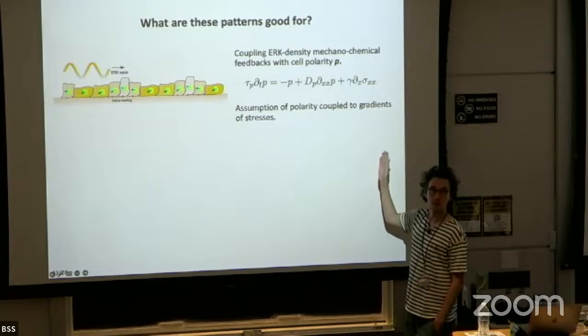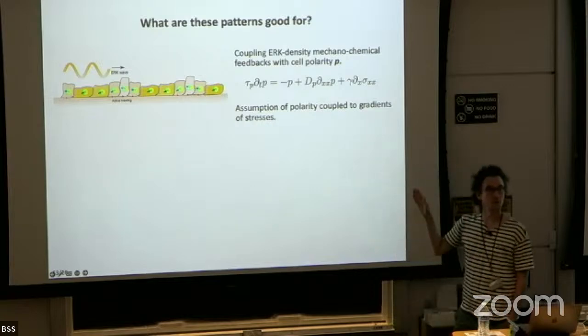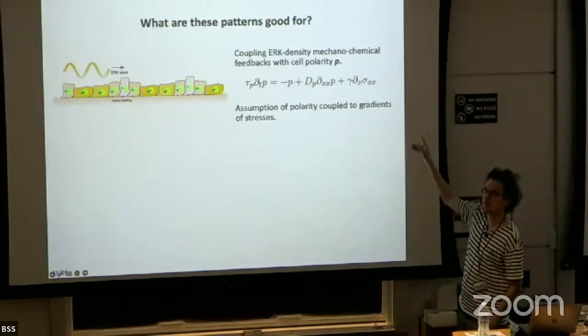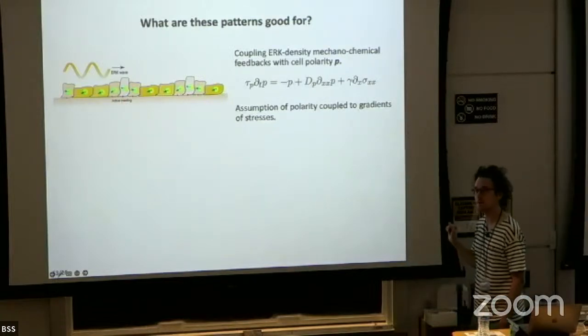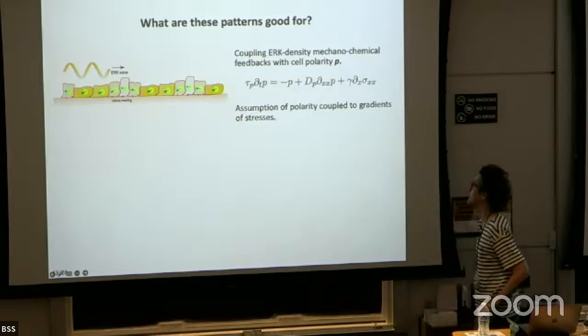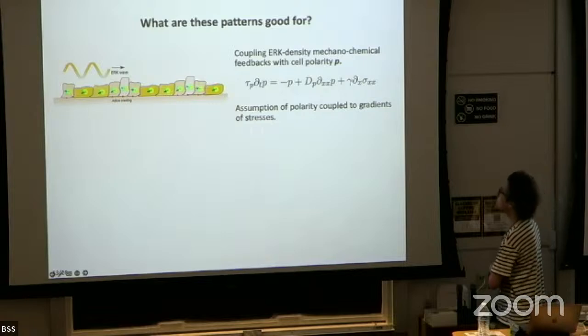I do need clearly to couple polarity to something, and one of the only vectors I can make based on my existing theory, and I'm going to make again everything in 1D, is gradients of stresses, right? Which again is something that has been measured in different cases. So the question is now.